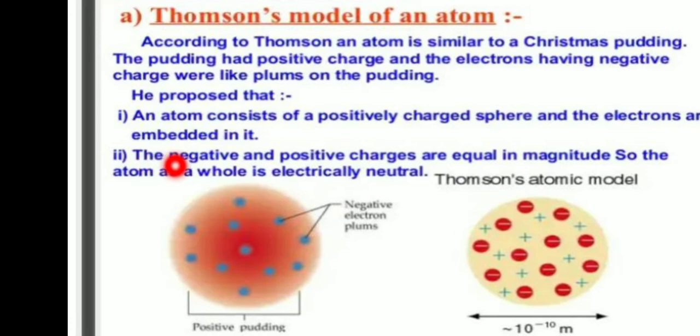Second point, the negative and positive charges are equal in magnitude. So the atom as a whole is electrically neutral. This is Thomson's atomic model. The points are the negative electron lumps, and this is the positive pudding.